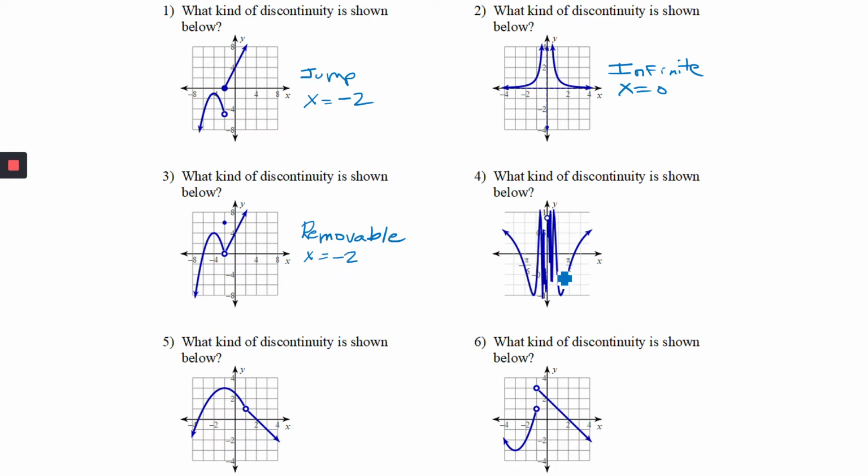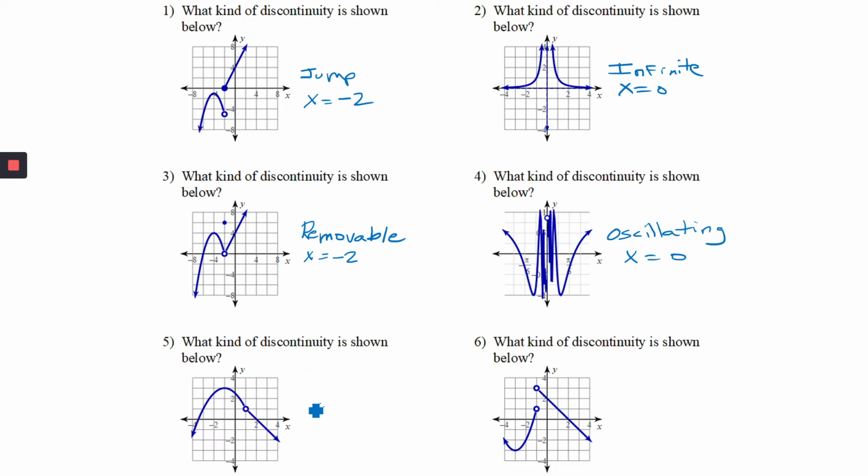Number four, see it bounce back and forth? This is an oscillating discontinuity. Oscillating discontinuity at x equals 0. Usually from a sine or a cosine function. That's going crazy when it gets close to some number.